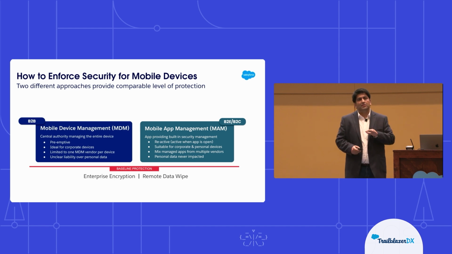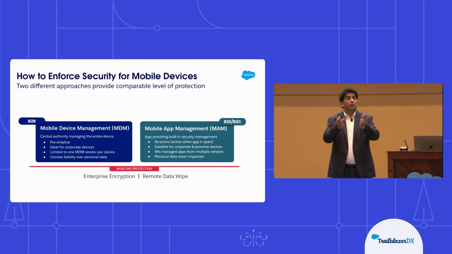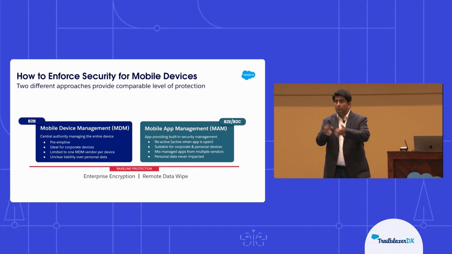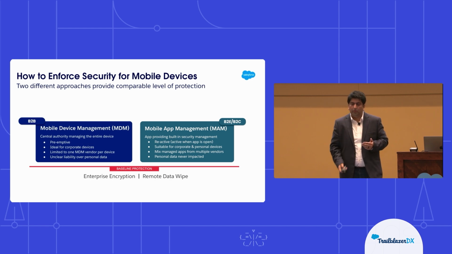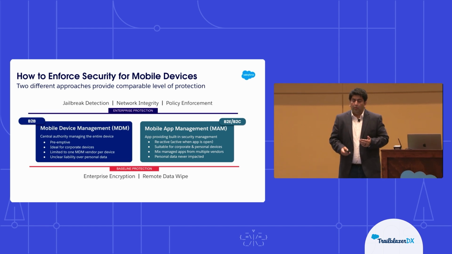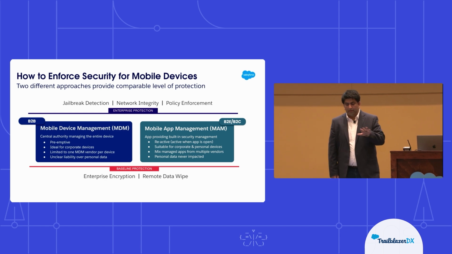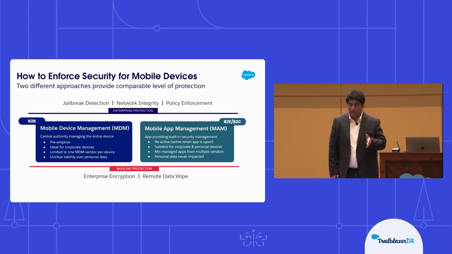And personal data is never impacted because it's siloed to our app, the Salesforce mobile app, mobile publisher. It's siloed to that. And this is something that applies to both B2B and B2C. That's why the word B2E is in there. And what this effectively does is give you the enterprise protection, which is jailbreak detection, network integrity, and policy enforcement. We have about 30 policies. We'll go through a quick demo on what these look like today.